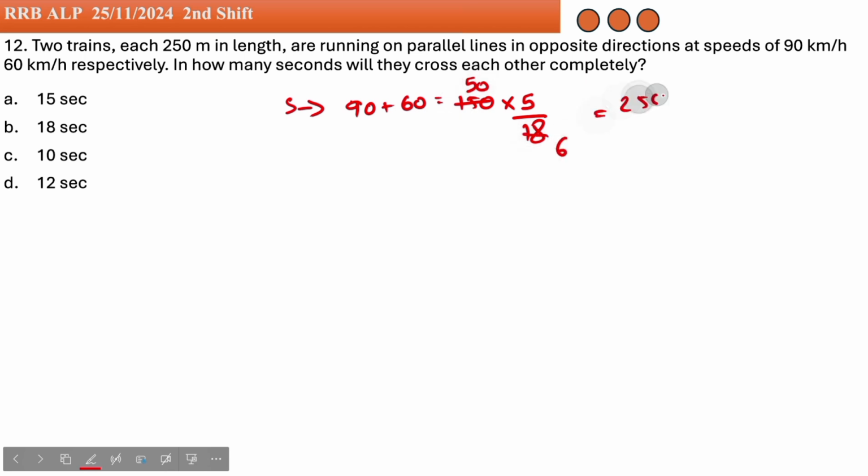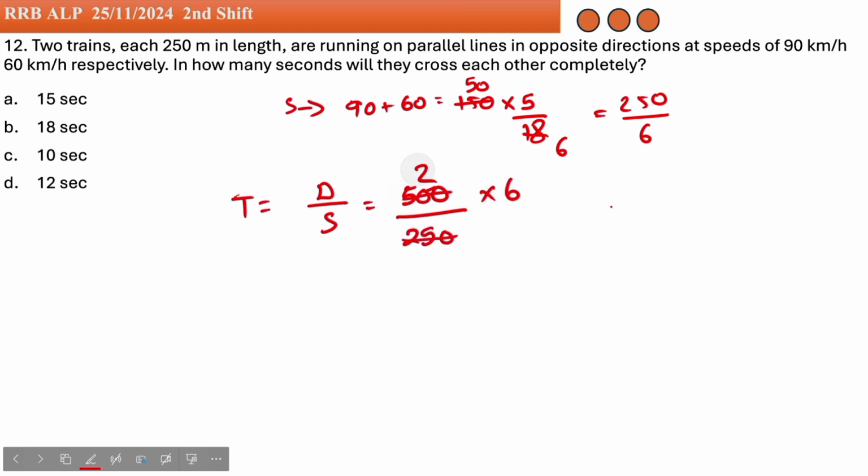So 250 by 6. Now to find time, distance by speed. Each train has 250 meters length. So 2 into 250 is 500. 500 meter divided by 250 by 6. 250 ones, 250 twos. 2 into 6 is 12. So 12 seconds is required to cross them completely.